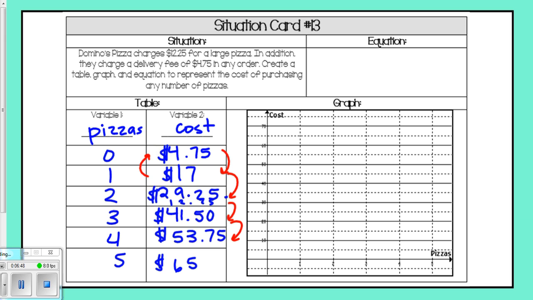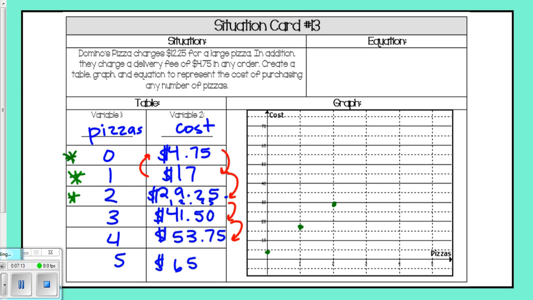I can just take my points from this table and put them onto my graph. So I have a point here, 0, 4.75. So I start at 0, which is right here. I go to 4.75. That's approximately 5, so I'm going to put it right there. 1, 17. So I'm going to go over to 1. I go up to approximately 17. 2, 29.25. That's pretty much 30, maybe a little bit under.